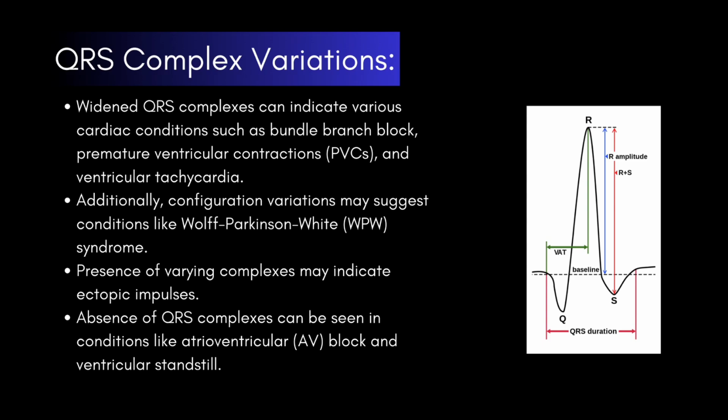Next, I'd like to talk about a few of the variations of QRS complexes. Widened QRS complexes can indicate various cardiac conditions such as bundle branch block, premature ventricular contractions, PVCs, and ventricular tachycardia. Additionally, configuration variations may suggest conditions like Wolff-Parkinson-White syndrome. Presence of varying complexes may indicate ectopic impulses. Absence of QRS complexes can be seen in conditions like atrioventricular block and ventricular standstill. All right, let's go ahead and move on.